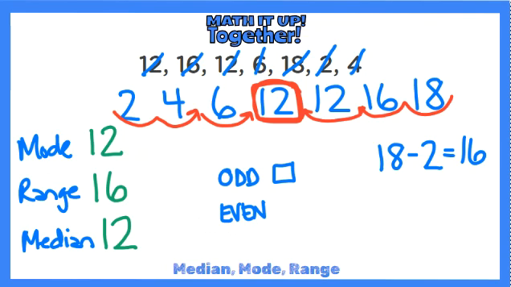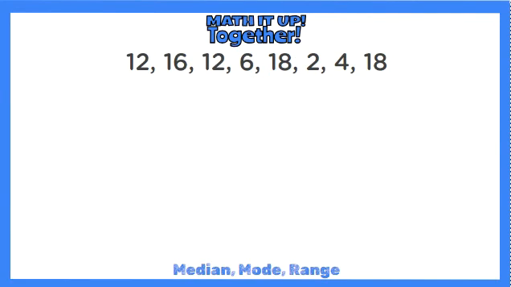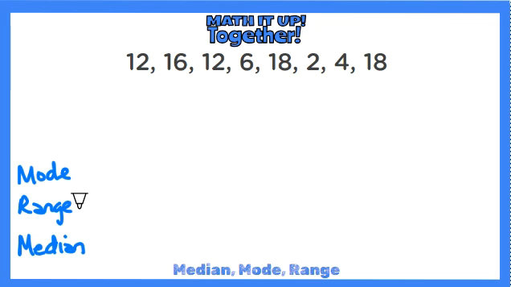Let's look at one more problem here. All right, we have a new set of data. Again, we're going to be finding our mode, our range, and our median. First, we're going to order our data. So let's look for some low numbers here.